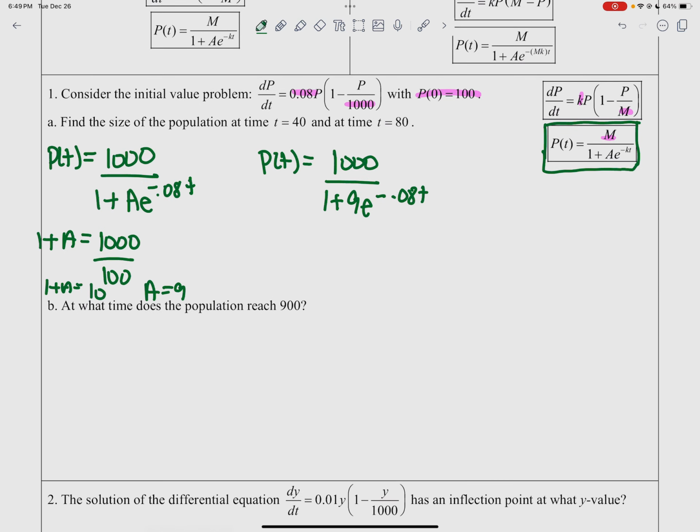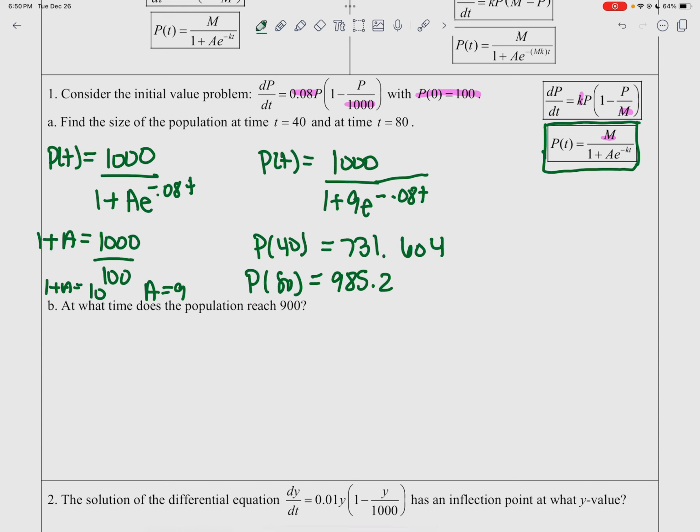All right, at this point, because we already found the equation, I'm not going to do the next step. The next step is essentially plugging in 40 and plugging in 80. And hopefully by now that's a simple plug and chug on Desmos or on the 84. But I'm going to give you the answers so that you can check it: 731.604 and 985.266.